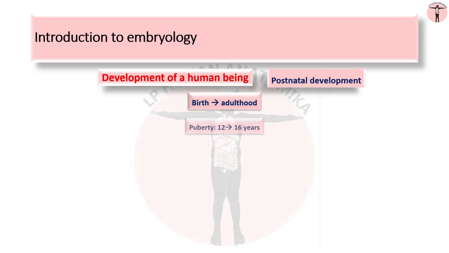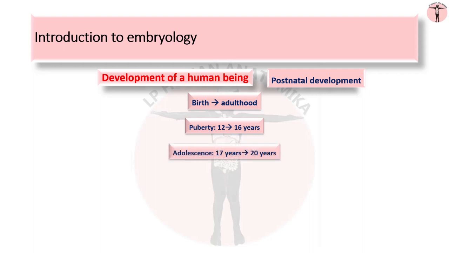Puberty, it extends from 12 years to 16 years. There will be rapid physical growth and development of secondary sex characters that depend on the interaction of sex hormones and growth hormones.